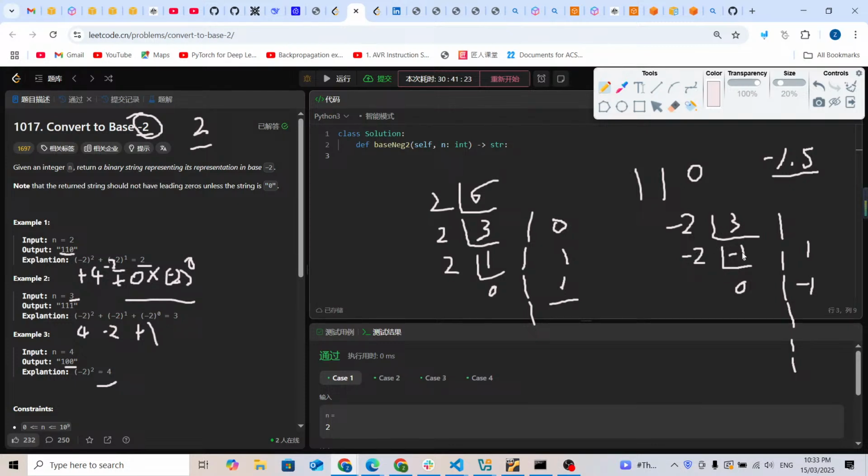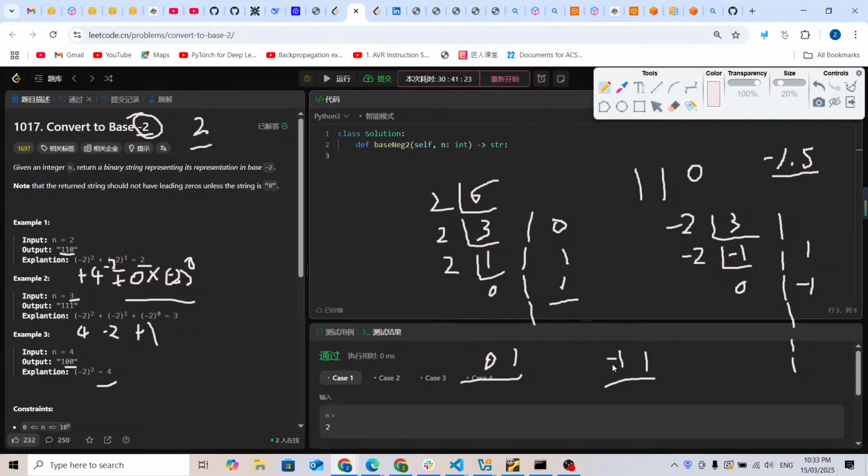It is similar to 1 divided by 2, but here it is -1 divided by -2. Because it is too small, the divisor is going to be 0 and the remainder is going to be -1. So the final result is going to be -1 and 1. But in the binary representation, there's no -1. It must be 0 and 1. So we should not have this -1.